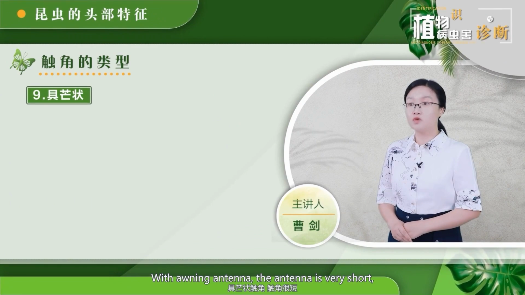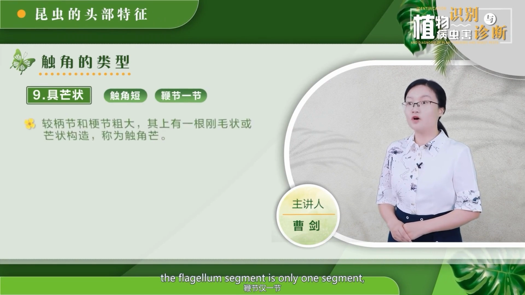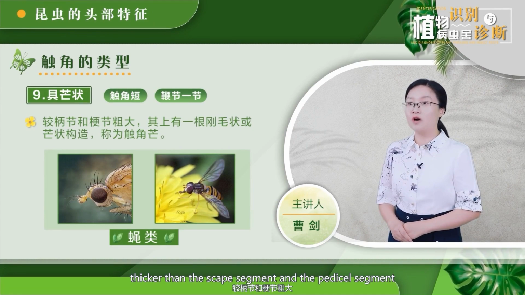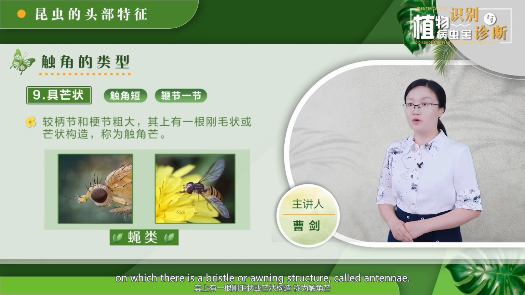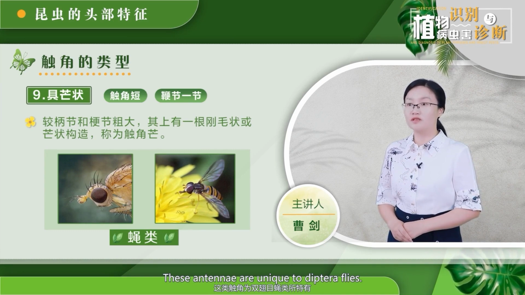With aristate antennae, the antenna is very short. The flagellum segment is only one segment, thicker than the scape segment and the pedicel segment, on which there is a bristle or awning structure called the arista. These antennae are unique to Diptera flies.